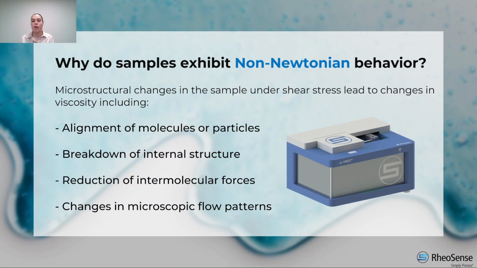Well, of course, there's lots of reasons, and it depends a lot on the sample type we're talking about. But some of the major reasons your sample might be non-Newtonian, changing as it changes shear rate, is the alignment of molecules or particles as they push against one another. It could also be the breakdown of internal structures. It could be due to a reduction of intermolecular forces, for instance, going from thermodynamics dominating to hydrodynamics dominating, or it could be changes in microscopic flow patterns. This would be more relevant in other systems where turbulence is relevant.